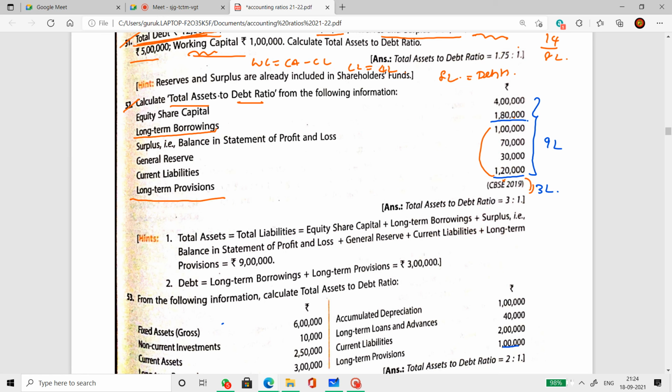Whereas total assets will be all of this because this will generate the total liability plus capital. So 4 lakh plus 1 lakh 80 plus 1 lakh plus general reserve plus current liability plus long-term provisions. All this together forms the total side of the liability plus capital, which is equal to total asset. So 9 lakh is total asset, debt is 3 lakh, and 9 divided by 3 is 3 is to 1, the answer for the 52nd one.